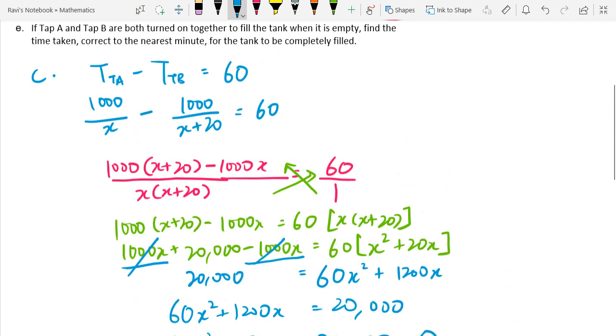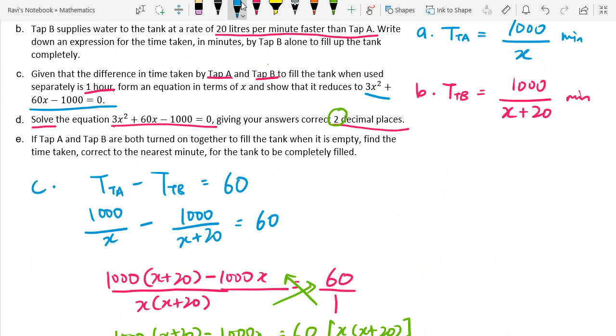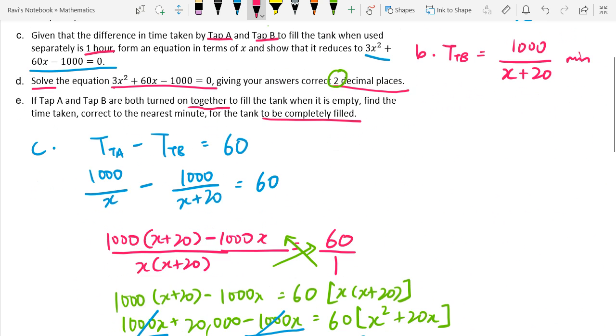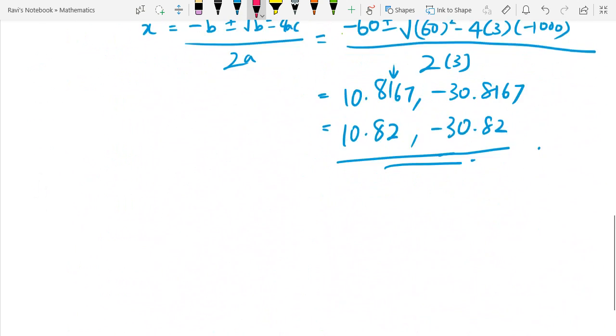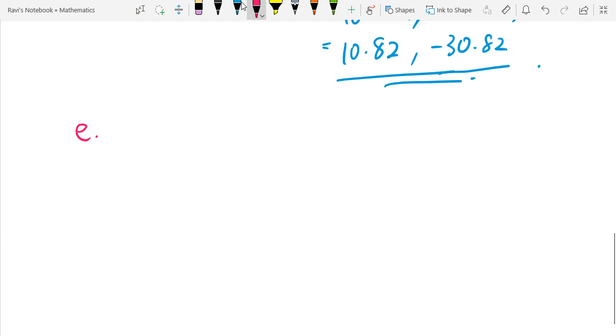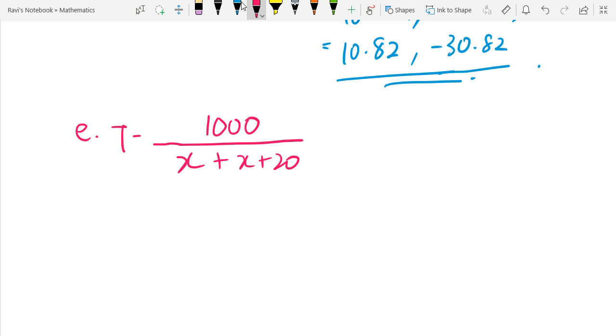Let's go on to the last part of this, where we are told that if tap A and tap B are both turned on together to fill the tank, when it's empty, what is the time that it will take for the tank to be completely filled? To solve this, we know that we still have the same 1000 liters to fill up, but now both tap A and tap B are going to be on at the same time. So I have tap A, which is x, filling up at the rate of x, together with tap B, which is x plus 20. So that is the total time that it will take.